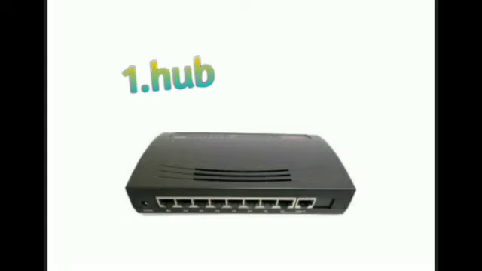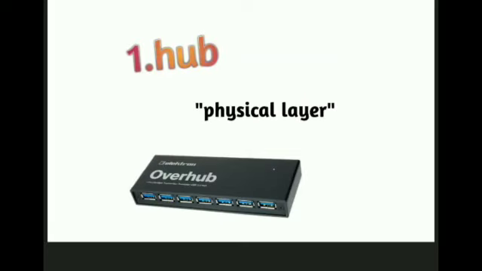The actual meaning of hub is the central part of a circular object. A hub is a common connection point for devices in a network. The hub contains multiple ports. See here, there are so many ports here. As we know, a hub has many ports on it. A hub works on the physical layer of the OSI model, and it is used to connect multiple devices in a network.